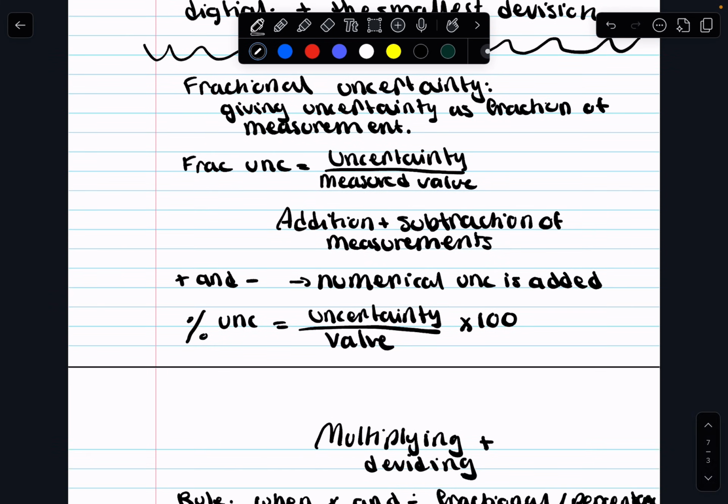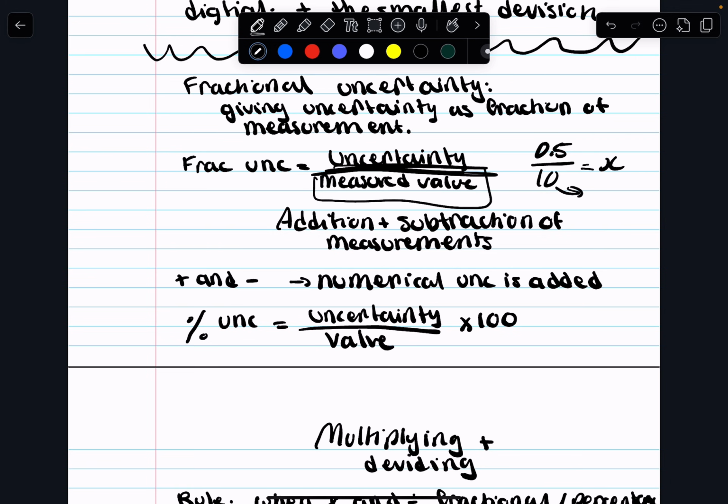Fractional uncertainty: giving uncertainty as a fraction of the measurement you took. So fractional uncertainty is basically the uncertainty over the measured value. So if I have an uncertainty of 0.5 and 10 is what I measured, that would give me my fractional uncertainty.